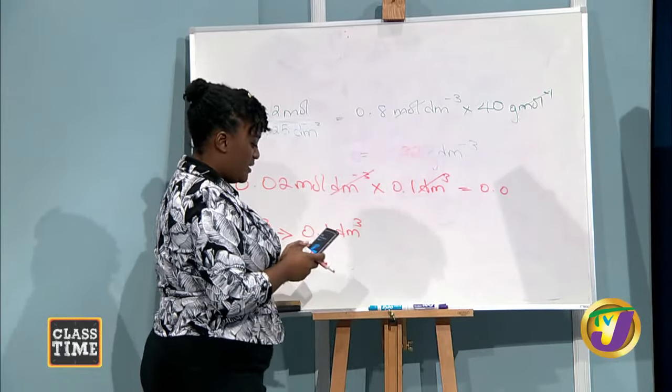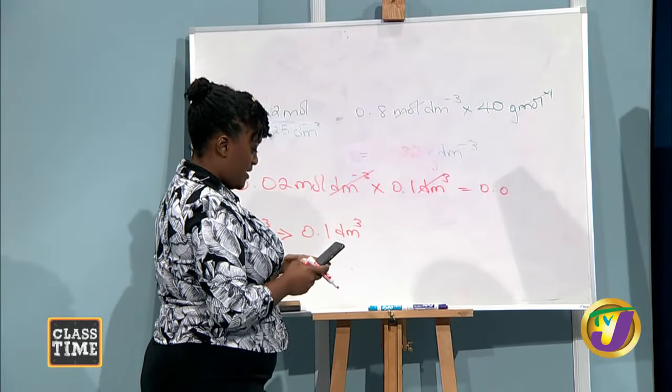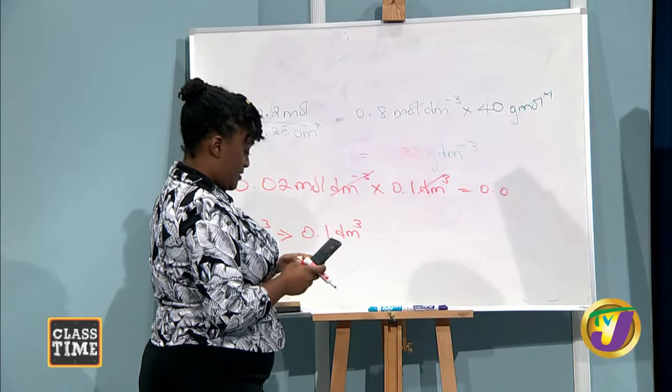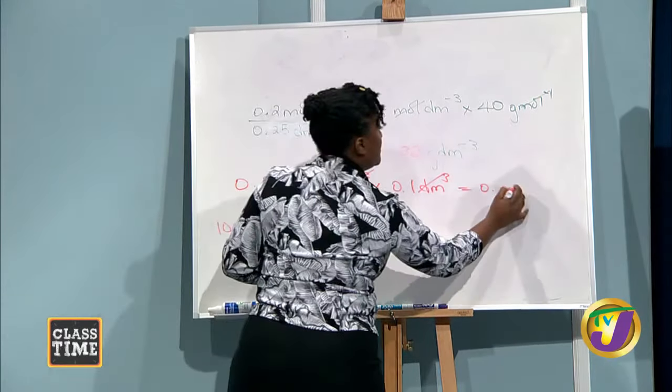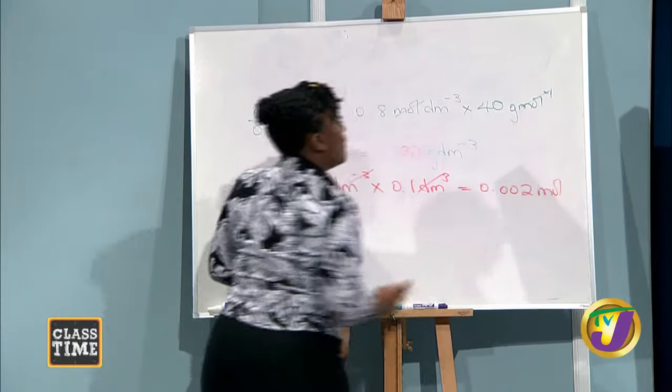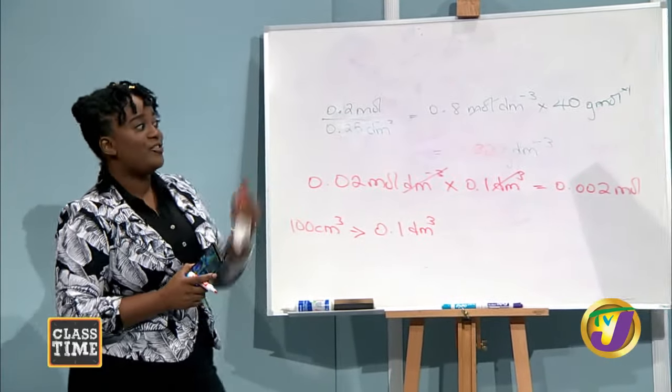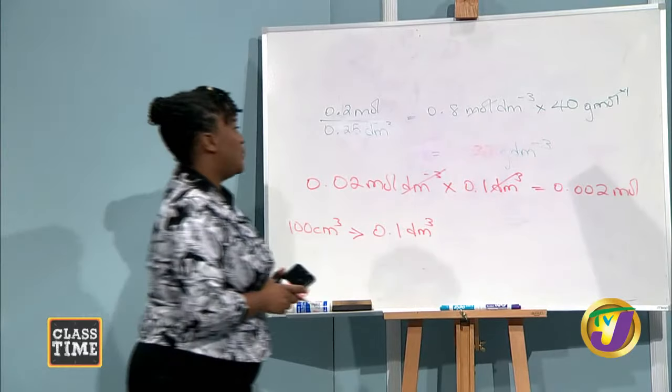Let me do this in my calculator. Not trusting my head right now. Yep, 0.02 moles. All right, but the question is still asking us for grams. So what do we do?